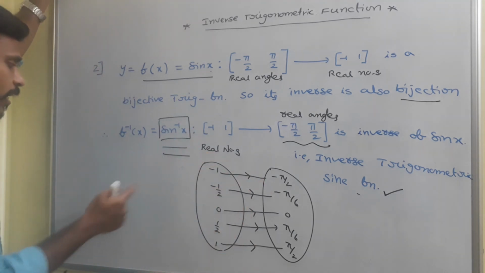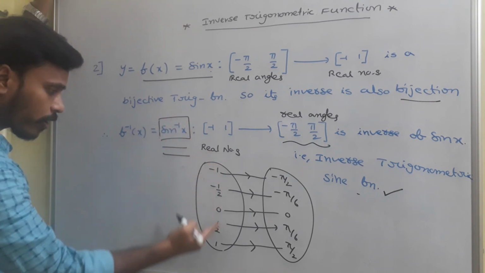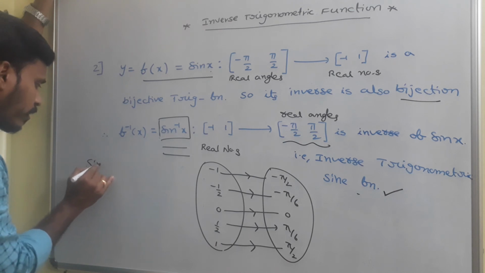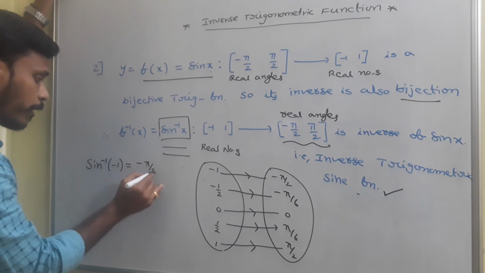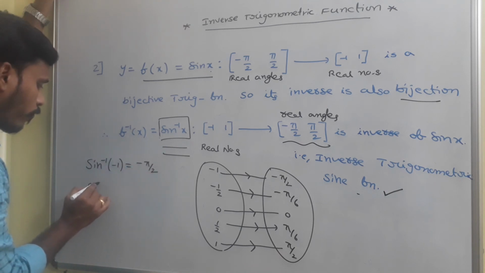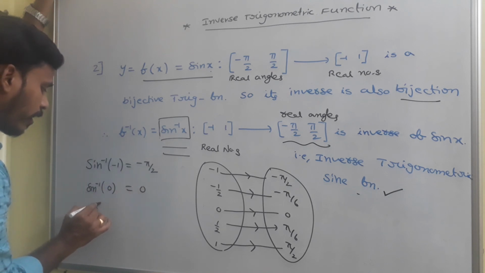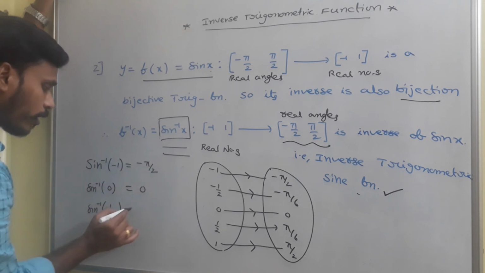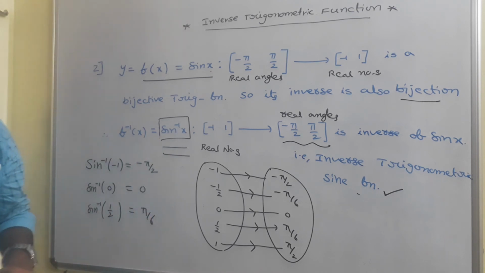So we will rewrite it like this. Because the function is sine inverse x, the inputs x are these numbers. So we write: sine inverse of -1 is equal to minus pi by 2. Sine inverse of 0 is equal to 0. Or you may say sine inverse of 1 by 2 is equal to pi by 6. It is just a notation of the function. The function name is sine inverse x, the domain is from -1 to 1, and the codomain is the real angles.